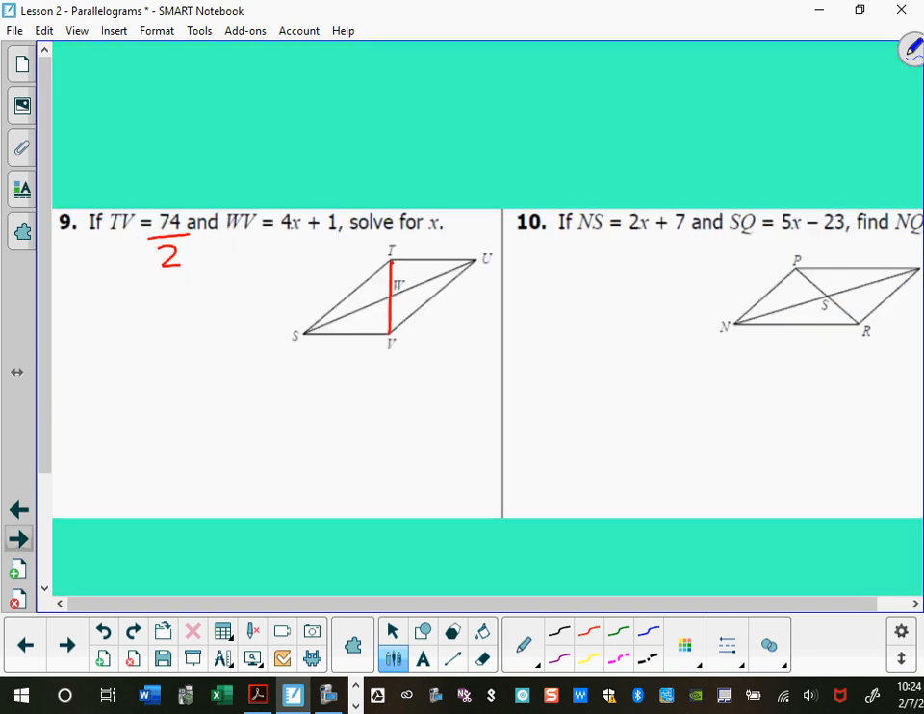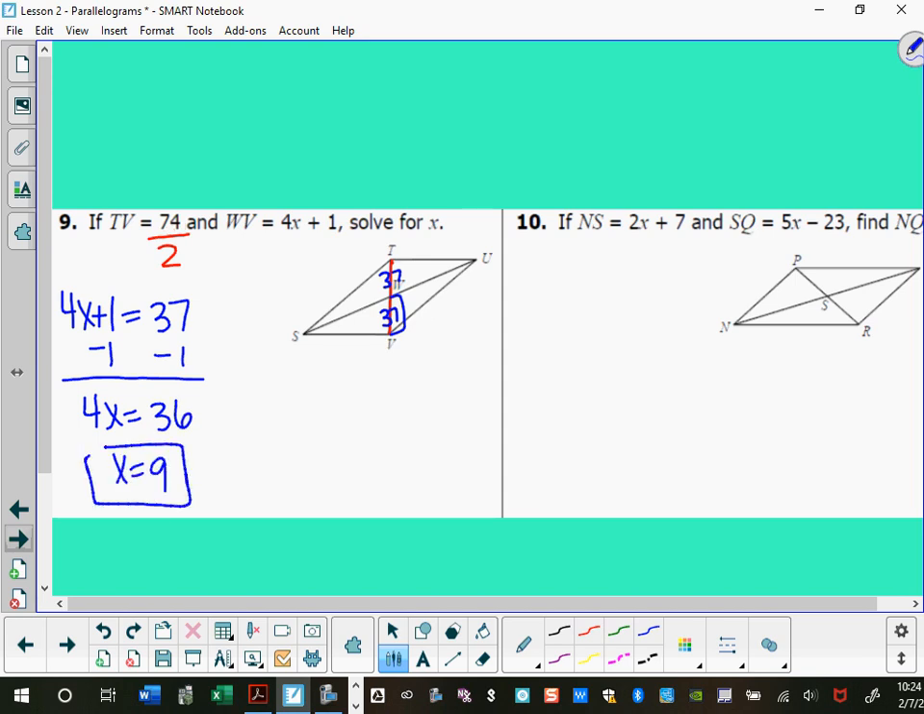All right, number 9. Did you guys write that each piece was worth 37? Did you get that? All right, because it said the whole thing of TV was 74. So if I break it up in half, each piece is 37. So WV, which is the second half here, this piece was 4x plus 1. So that should be equal to 37. What did you get for x? You should get x equals 9. Are you guys getting these right?